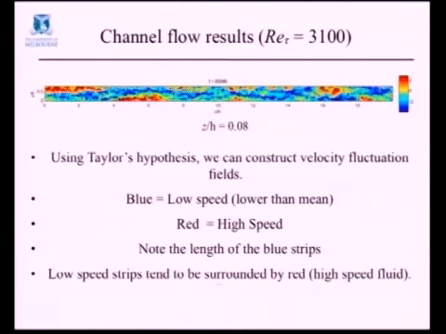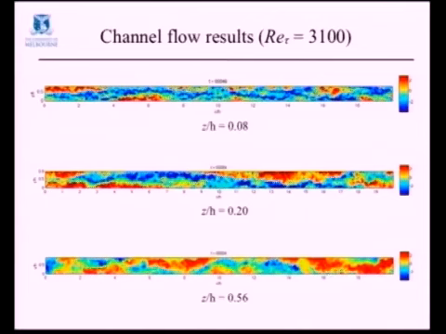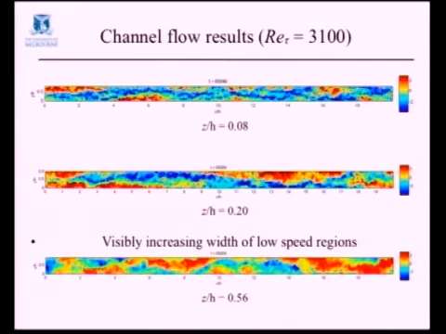Basically, what we see is a streamwise, spanwise slice of streamwise velocity fluctuation. The blue is low speed and the red is high speed. Taylor's hypothesis, of course, we're using hot wire measurements, so you have to be careful what we're looking at. But we see these long features.